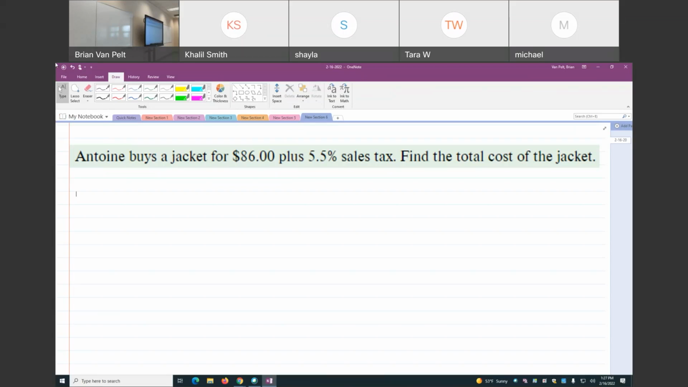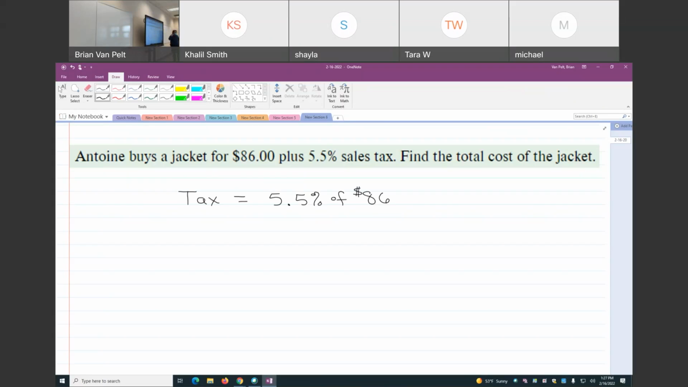Anybody think they have the answer? 90.73? What's the first thing you figured out? Being tax, tax is this. Tax equals 5.5% of $86. What do you say?